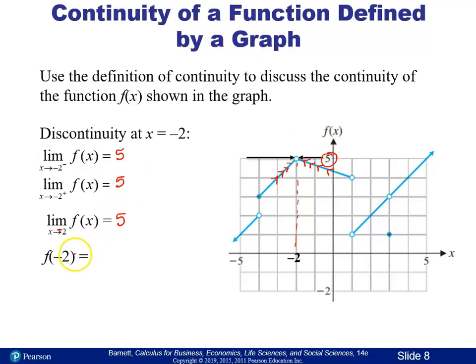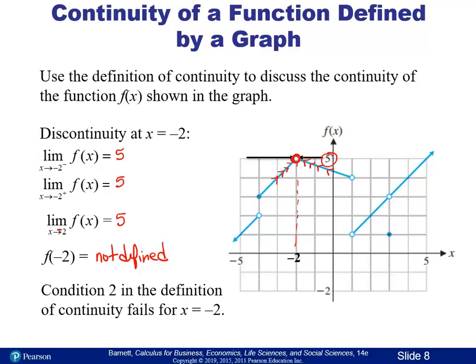Next, is f of -2 defined? I go here to -2 and I go up, but there's an open circle there, so it's not defined. Because of that, I can't equate the two things if one of them is not defined. So it's condition 2 in the definition of continuity that fails at -2.